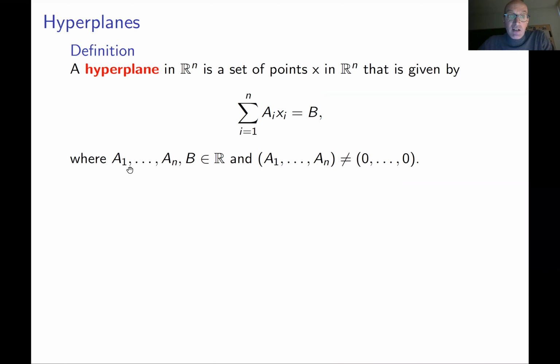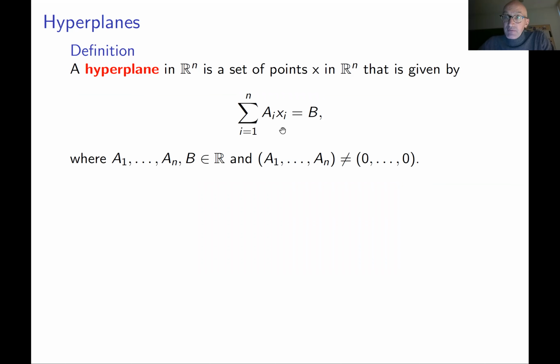Here, a1, a2, up to an and b are some fixed real numbers, such that at least one number among a1, a2, an is not zero. Some of them can be zero, but not all of them. Because if all of them are zero, we get a very strange equation that looks like 0 equals 0 or 0 equals 1, which does not define what we call a hyperplane.